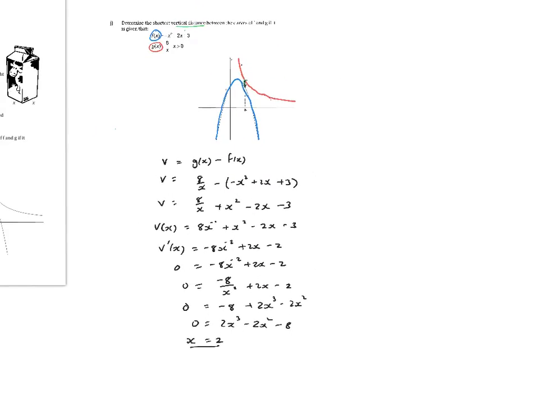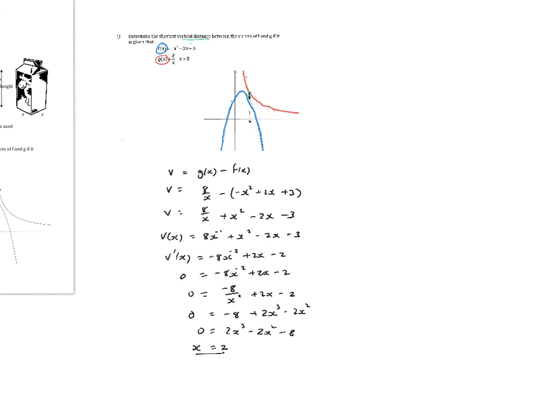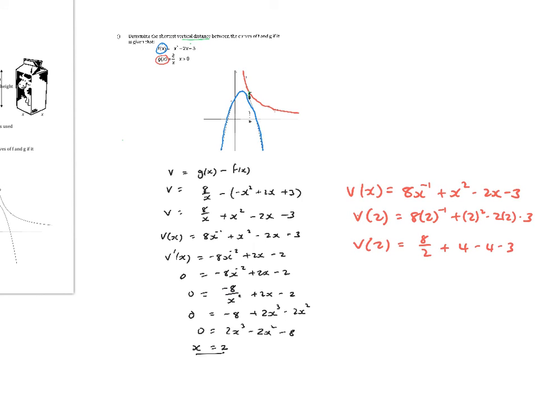Now, what would you do now? Where's your function? We've got your vertical distance is equal to 8x to the power of minus 1 plus x squared minus 2x minus 3. So at 2, that's 8 over 2 plus 2 squared minus 2 times 2 minus 3. So that is 8 over 2 plus 4 minus 3. What is that equal to? That's 4 plus 4 is 8, minus 4 is 4... it's 1. So then the distance is equal to 1.